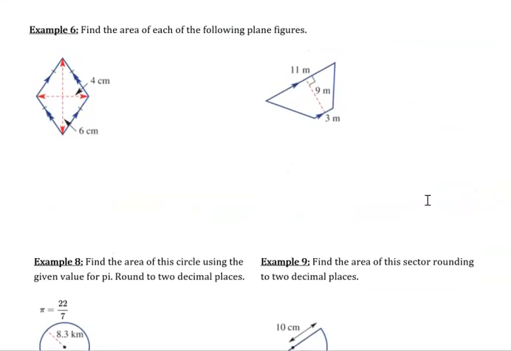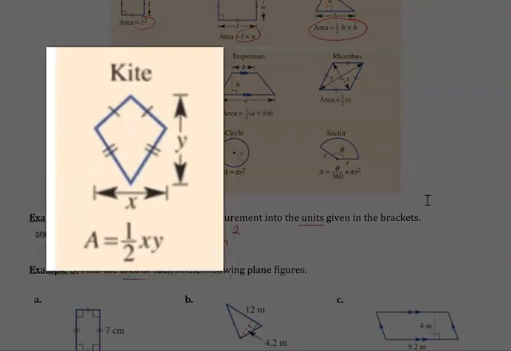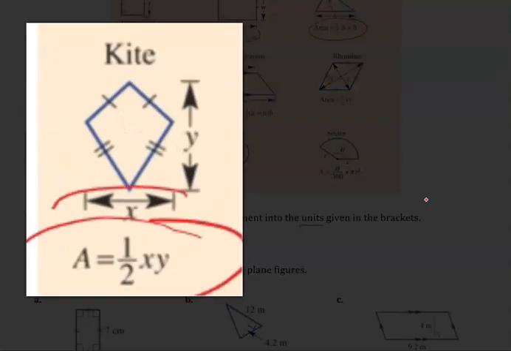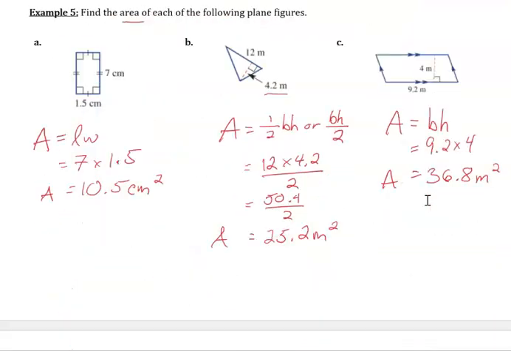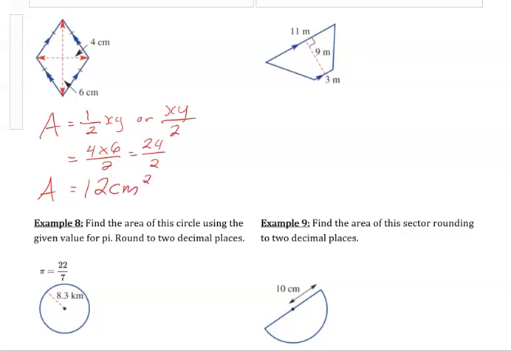Find the area of these. All right, we've got a kite. So the area of a kite is going to be equal to, let's have a check here, 1/2 of x, which is really this, times y, which is this. So it's the diagonal connecting the points. So it's going to be 1/2 of x times y, or x times y divided by 2. It's the same rigmarole. So 4 times 6 over 2 is 24 over 2. So our area is 12 what? Centimeters squared.